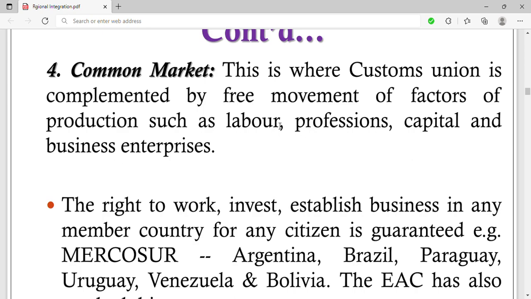Workers in Uganda, Kenya, and Tanzania all need the same qualifications to get jobs in Kenya, Uganda, or Tanzania, things like that. So there is free movement of factors of production, for example, labor, professions, capital, and business enterprises. A Ugandan can easily form a business in Tanzania, the same way they can form a business in Uganda. That is common market.